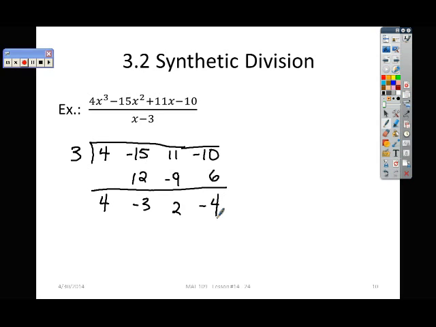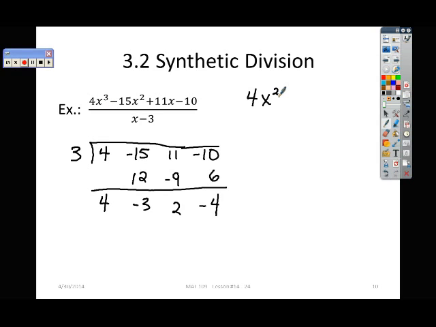I don't have any more columns, so I'm finished with this part of it. This is not the answer, obviously, because the answer to a polynomial division is a polynomial and a fraction. So I have to take these numbers and from that construct my answer. What I'm going to do is take this first number and multiply it times x, and the exponent I'm going to put on x is 1 less than this other. So this is 3. I'm going to put 2 over here. That's the exponent I'm going to use, 1 less than that one.